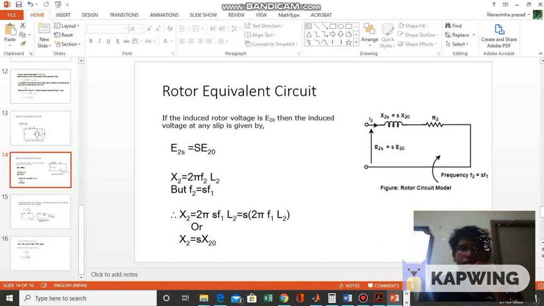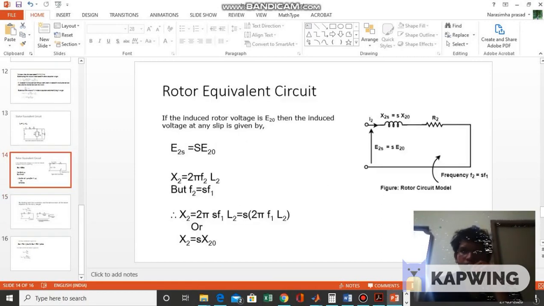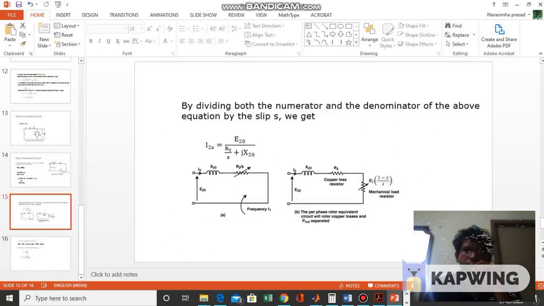So X2 is equal to 2 pi s f1, since f2 is s f1, or you can say X2 is equal to s X2 naught. And just by rearranging this, dividing everything by s, this becomes E2 naught, this becomes X2 naught, this becomes R2 by s. So that is like this. Now the current I2 equals the voltage divided by the impedance, R2 by s plus jX2 naught.